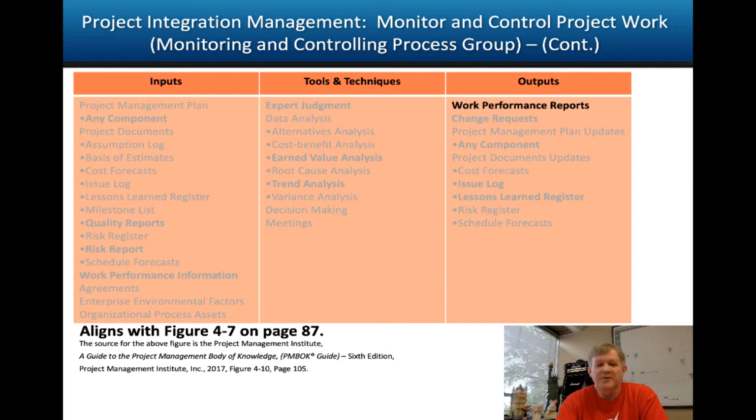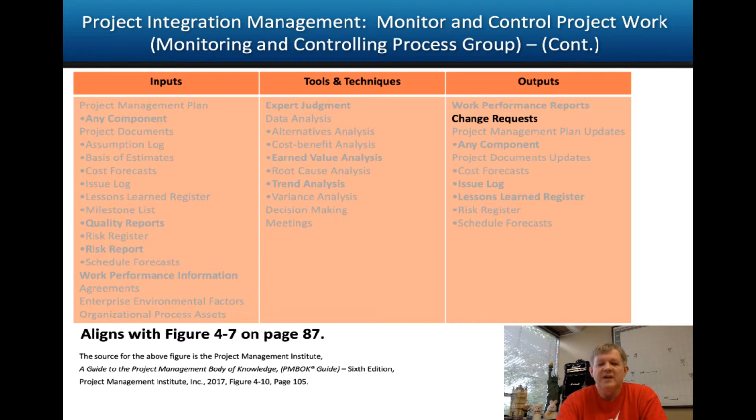And then work performance reports come out of here. You'll see more about this in the communication videos, but you could have progress reports, status reports, forecast reports, etc. Change requests could be created. Key phrase, could be. So if so, these are going to go to the next video in this series, Perform Integrated Change Control. And if approved, then they are implemented. Just because it's a change request doesn't mean we're automatically doing it.